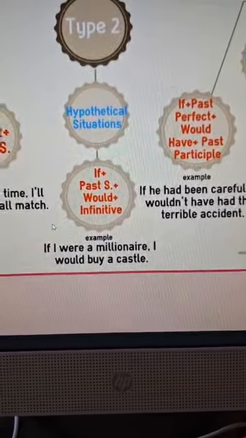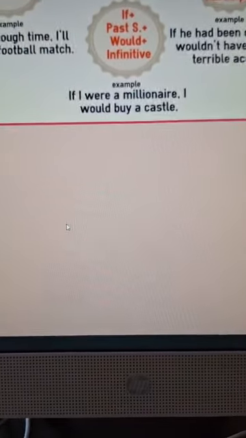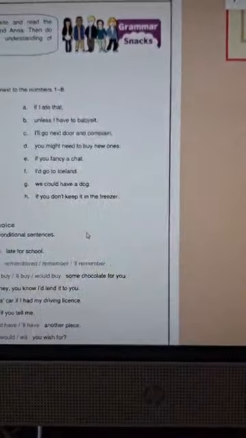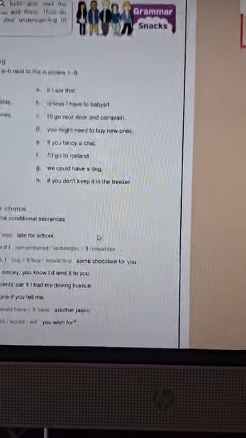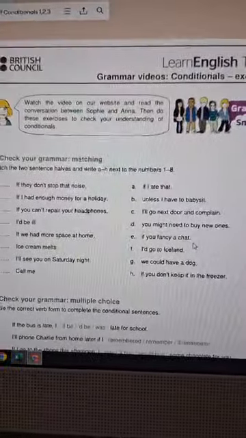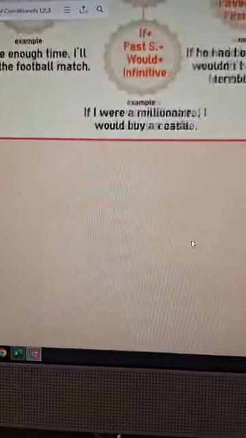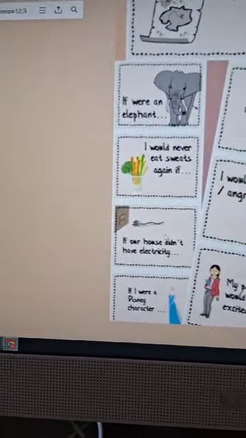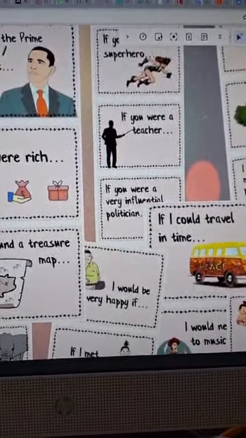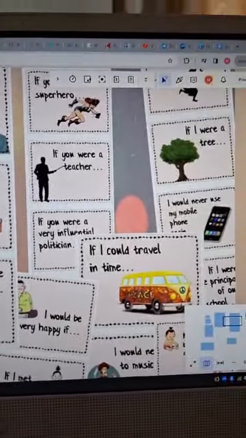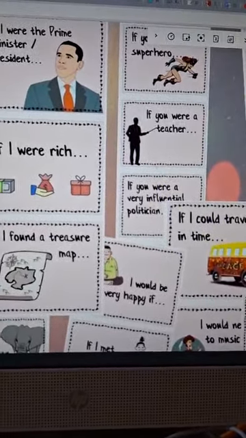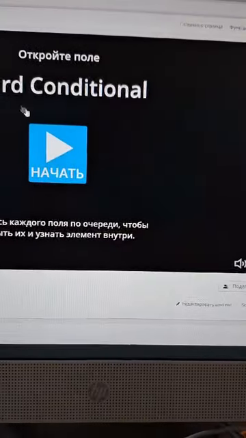After refreshing our memory, we are going to read several exercises, and then of course we will complete them. This is also very helpful, as we see here. After this one, there is one more activity which is very useful. If I were rich, for example, I would do something. If you were a teacher, if you could travel in time. This is also a very useful exercise.